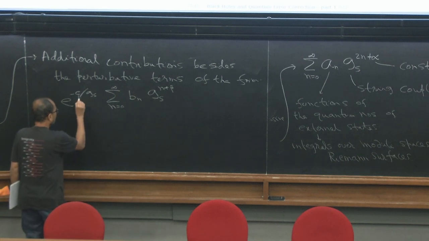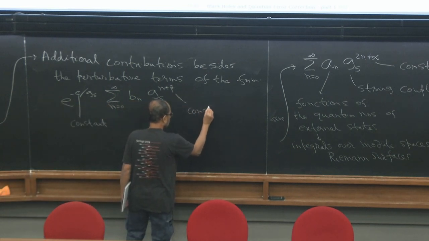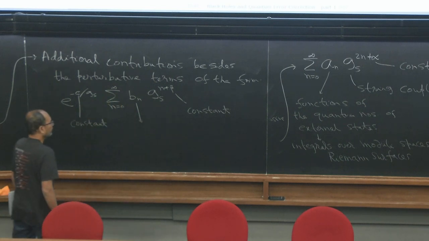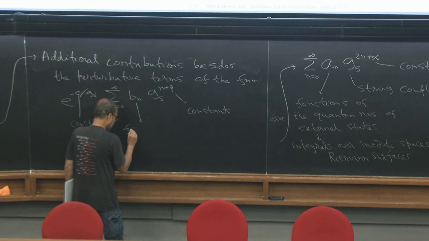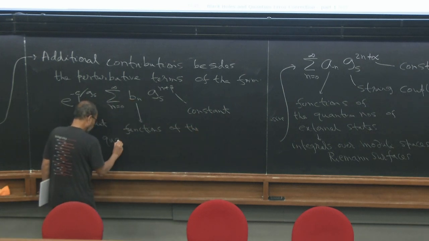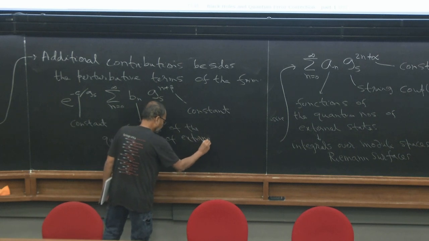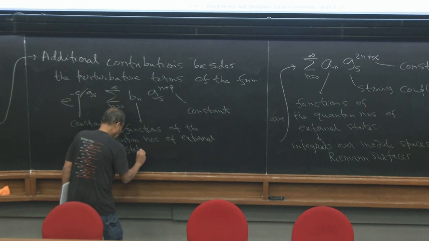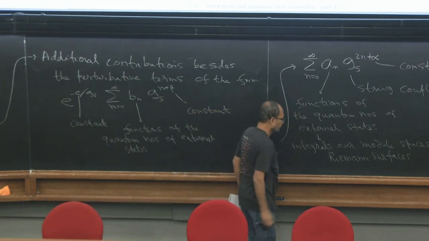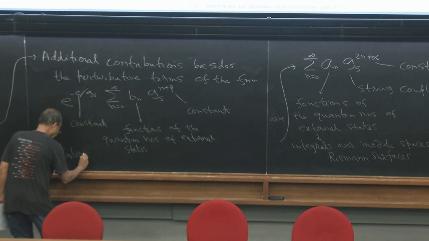So first, let me label this. This is a constant. This beta is also a constant. And these BNs are functions of the quantum numbers of external states, just like the ANs. And these are also given, just like the ANs, by integrals over moduli space of Riemann surfaces, but this time the Riemann surfaces also have boundaries.